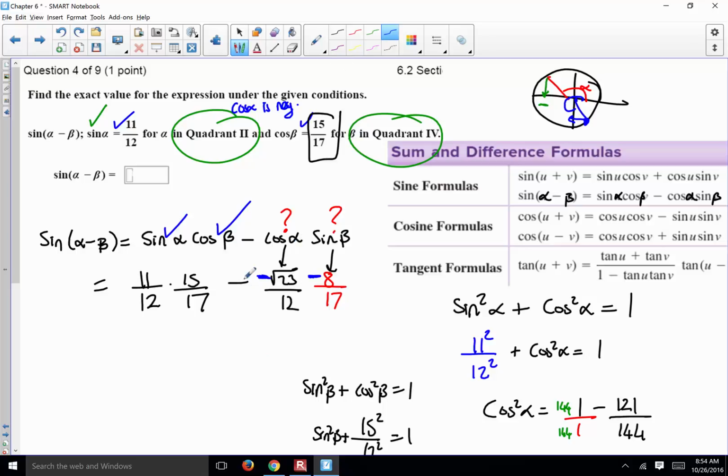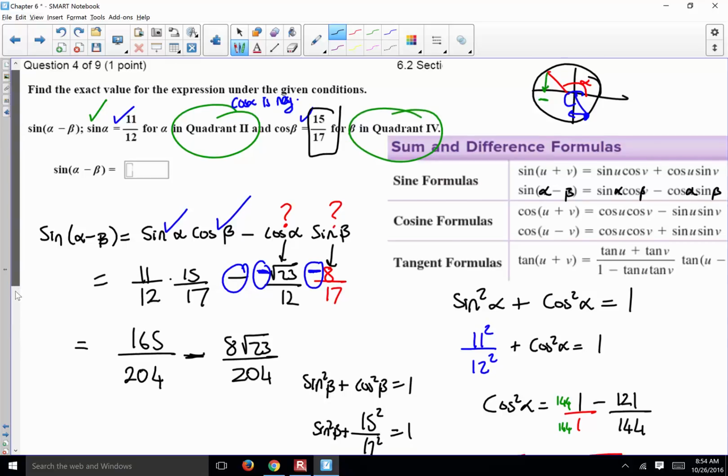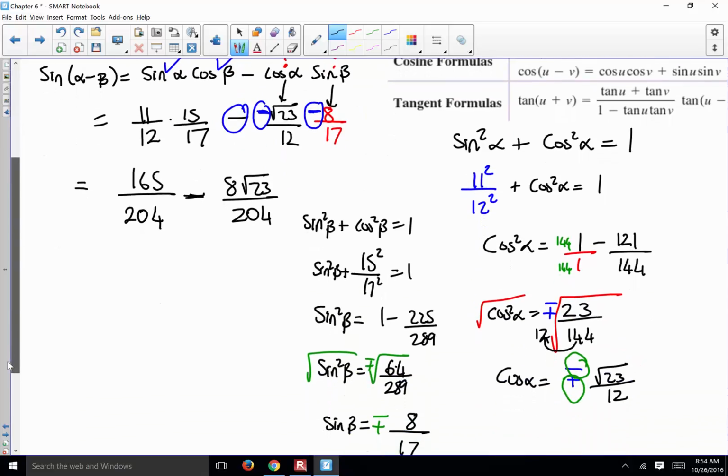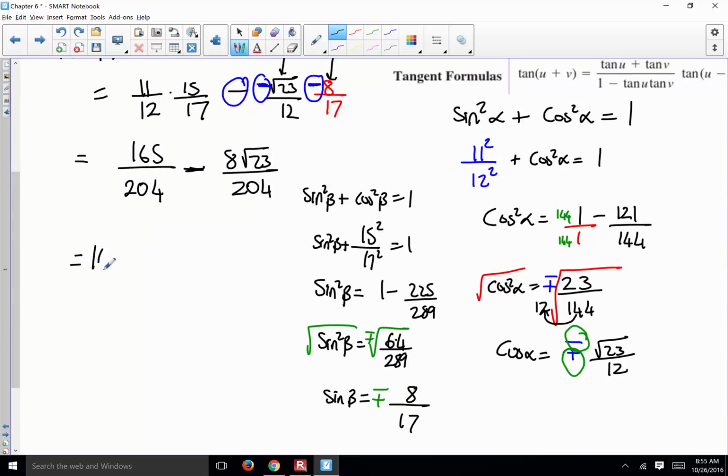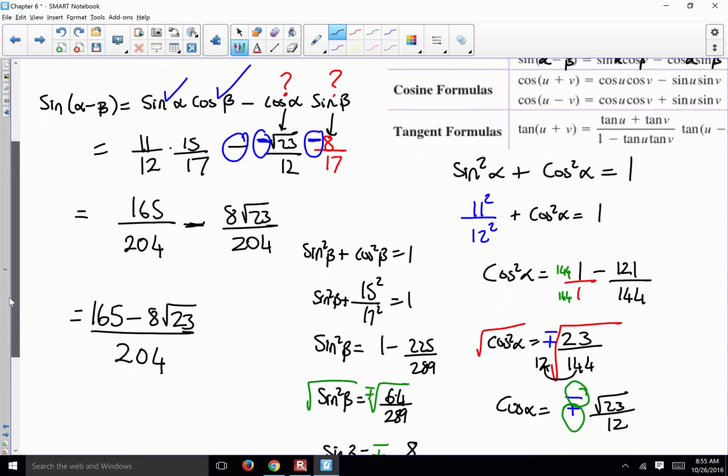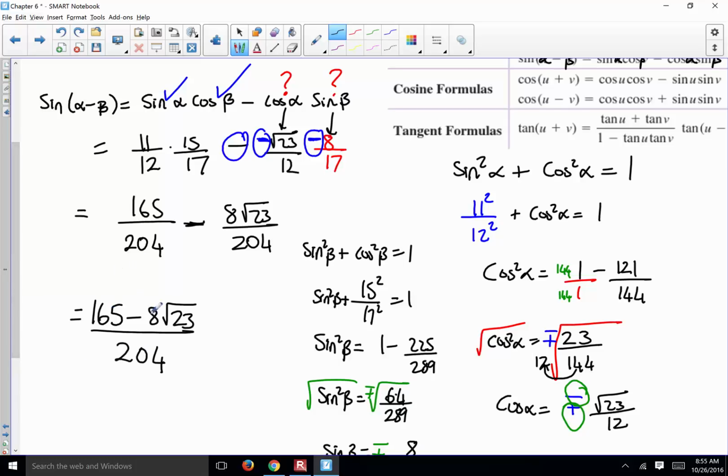Alright. You have one negative, one negative, one negative, triple negative multiplying. What is the result? It's negative again. 8 root 23 over 204. Am I right? 12 times 17 is that? I don't like the numbers. Maybe I made a mistake somewhere. Double check. But this is it, I believe.